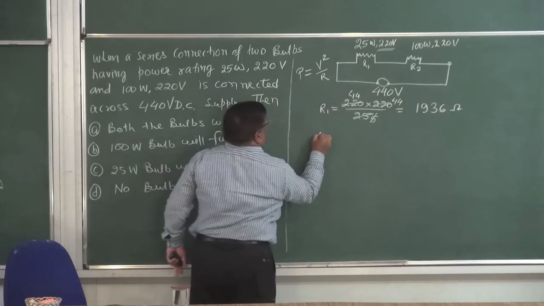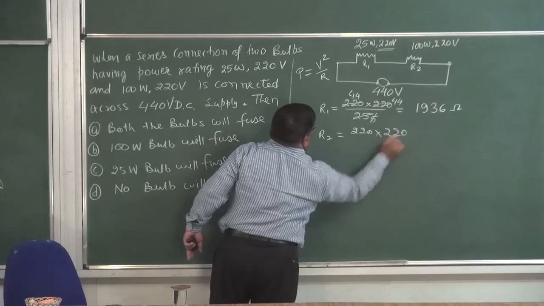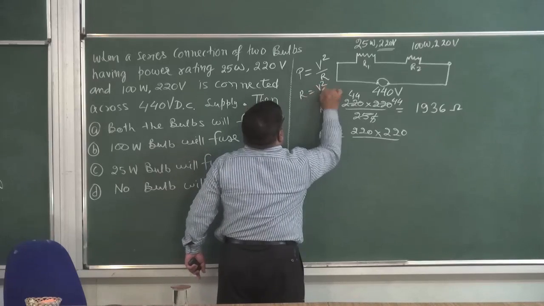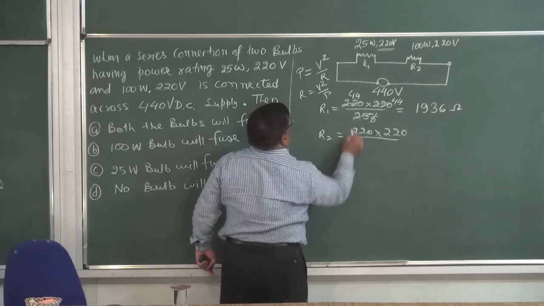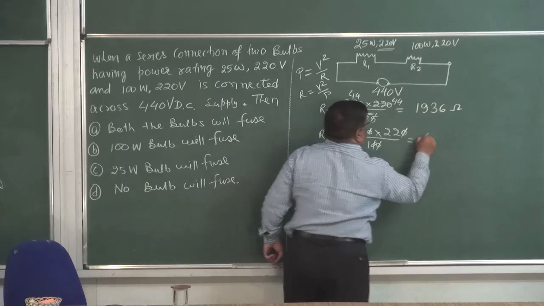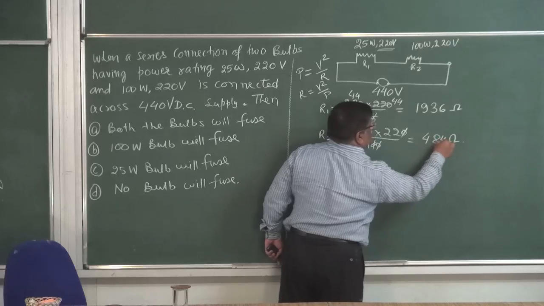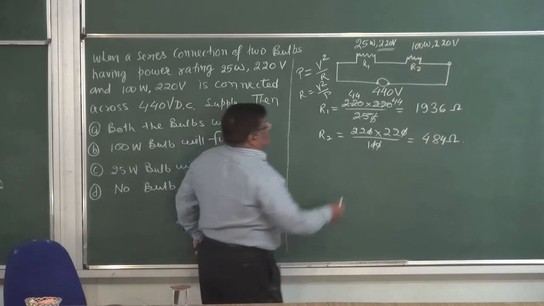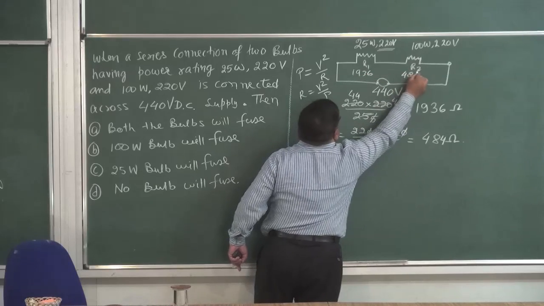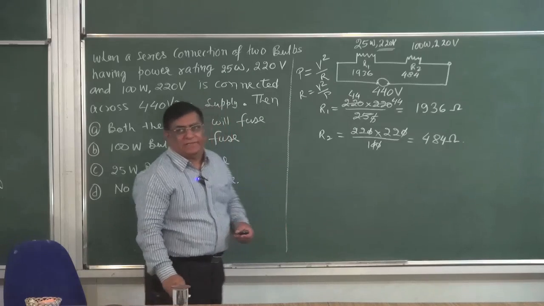Now R2, again V square divided by power. Power 100. Okay, these are the two resistances, 1936 and 484. Now you understand how the voltage will be divided in it.